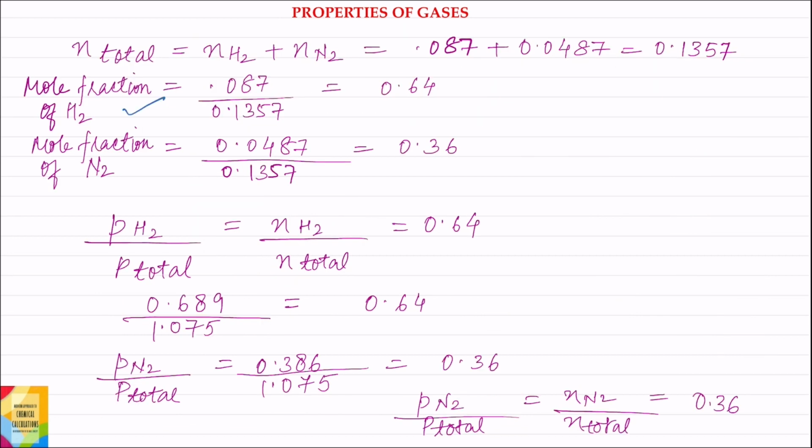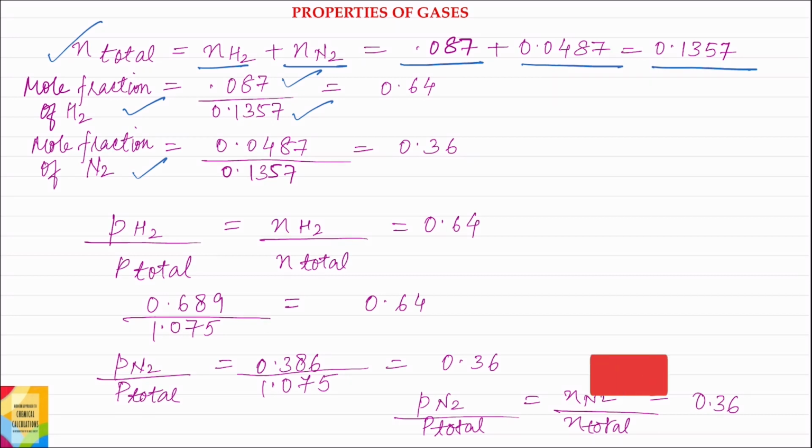अब मोल फ्रैक्शन ऑफ हाइड्रोजन और मोल फ्रैक्शन ऑफ नाइट्रोजन फाइंड आउट करने के लिए मोल फ्रैक्शन ऑफ हाइड्रोजन विल बी इक्वल टू मोल्स ऑफ हाइड्रोजन डिवाइडेड बाय टोटल नंबर ऑफ मोल्स. अब टोटल नंबर ऑफ मोल्स कितना होगा? टोटल नंबर ऑफ मोल्स विल बी इक्वल टू मोल्स ऑफ हाइड्रोजन प्लस मोल्स ऑफ नाइट्रोजन, that is 0.087 plus 0.0487, and this is equal to 0.1357 moles. So mole fraction of hydrogen will be equal to moles of hydrogen, that is 0.087 moles divided by total number of moles, that is 0.1357 moles, and this is equal to 0.64.